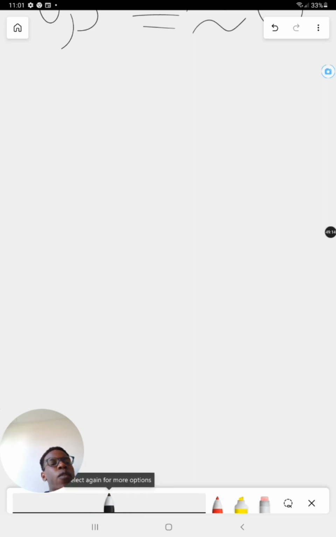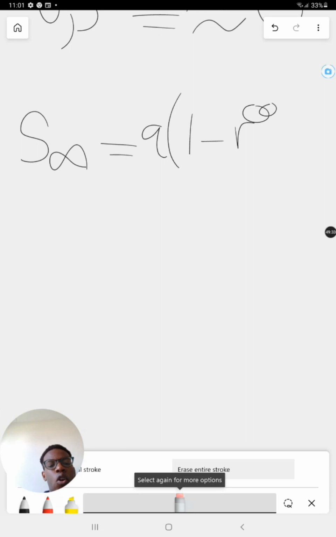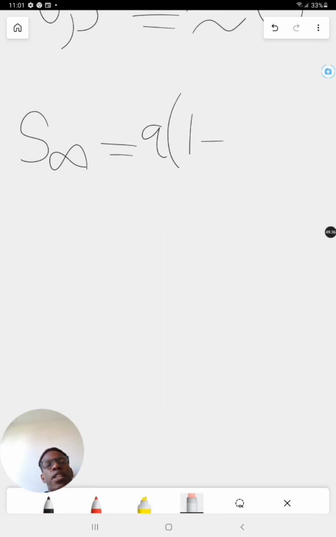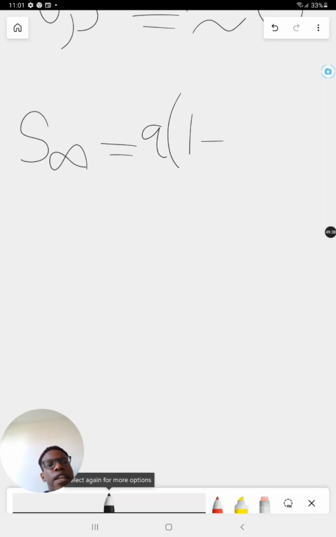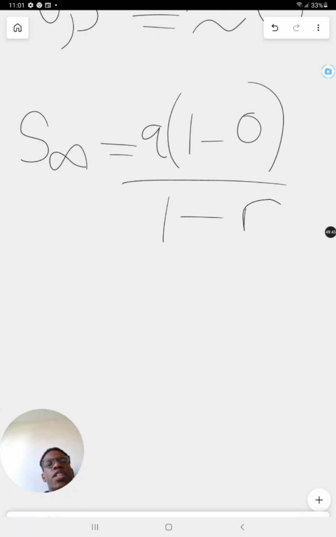So then our equation changes. What does our equation become? Well, we've got the sum to infinity is equal to a open bracket 1 minus, now I'm not going to say r to the power of infinity. Why am I not going to say r to the power infinity? Because r to the power infinity is close to 0. We just proved that now. So instead I'm going to put in 0 there, divided by 1 minus r. I'm using the equation that we've been using this entire time.